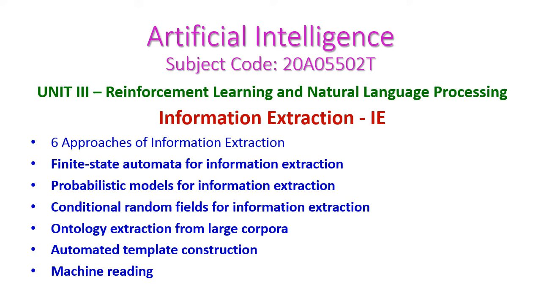In this artificial intelligence class, we will see another important topic from third unit, that is information extraction. That will come under NLP, right? So in this information extraction class, we will see what is information extraction and the 6 different approaches of information extraction, like the finite state automata and probabilistic model, conditional random fields, and ontology extraction, and automated template construction, and machine reading.